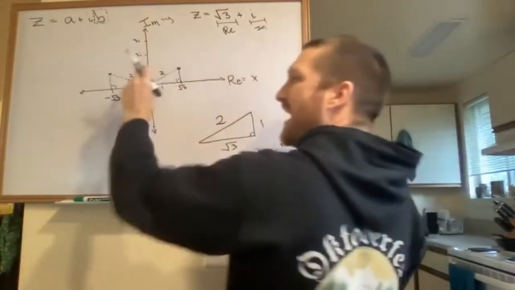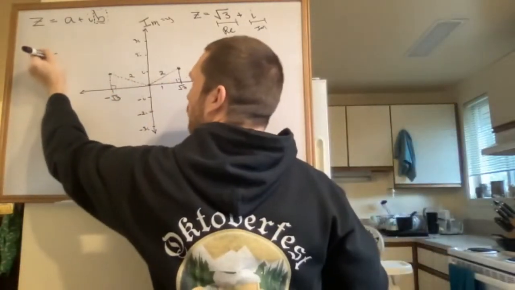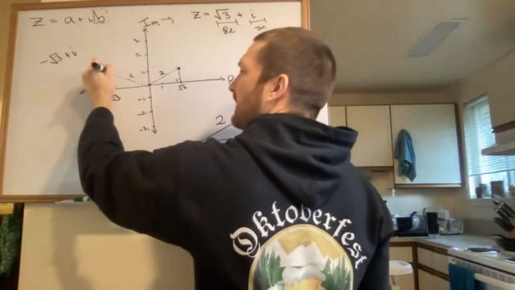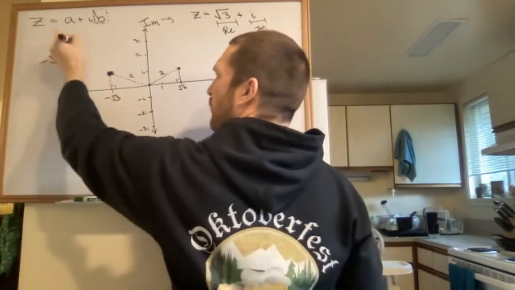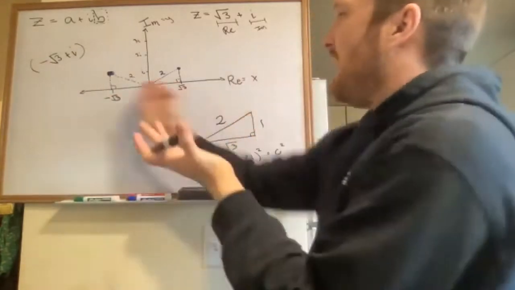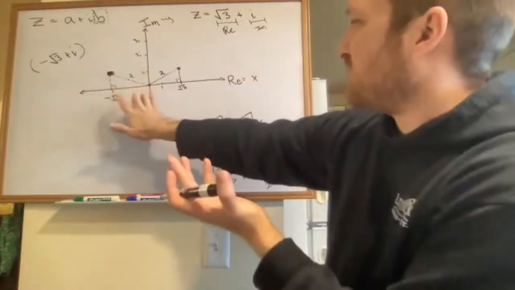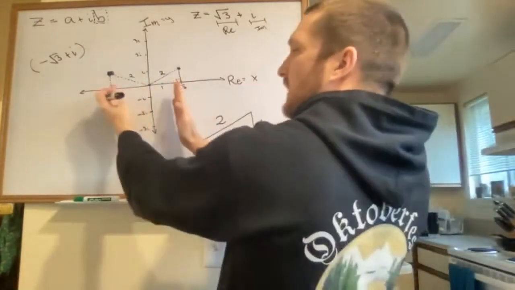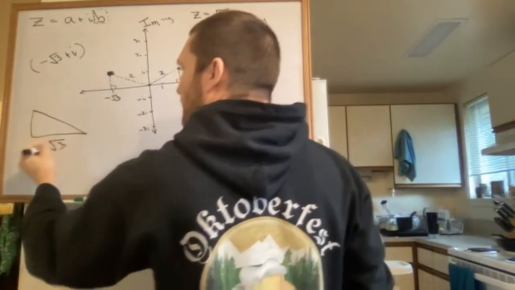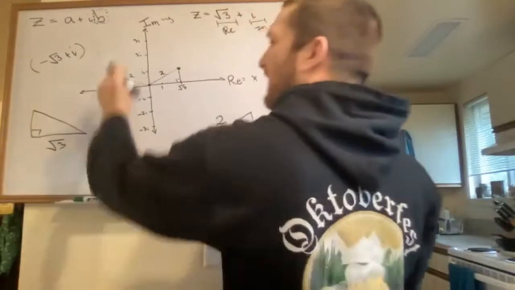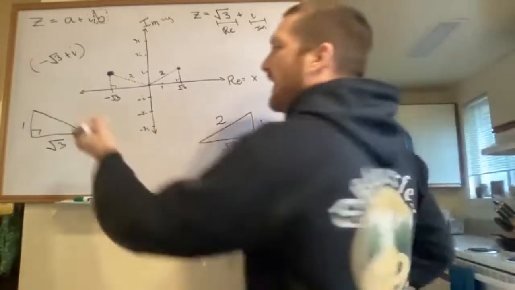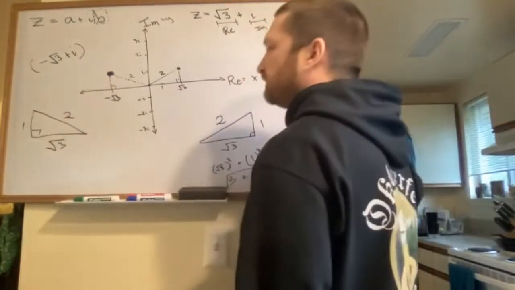And indeed, if we had the complex number negative root 3 plus i, and we wanted to find the distance of that point from the origin, it doesn't matter that you're calling this negative. This is just a length, and that length is root 3. So you have a triangle with root 3 as the length there, you still have a height of 1, and we end up in the exact same place: that right there is 2.